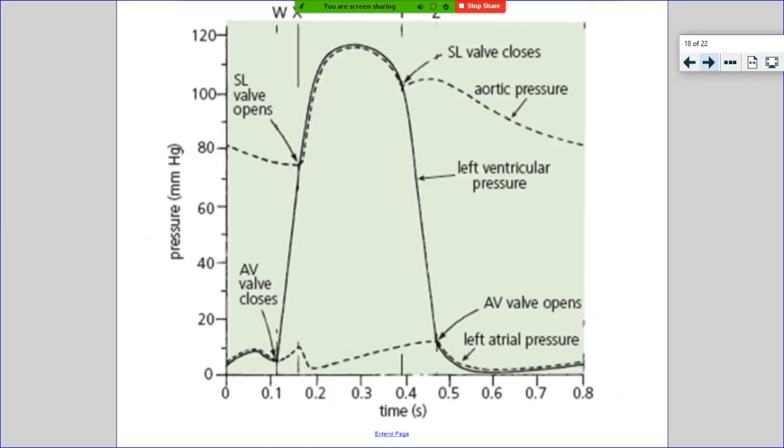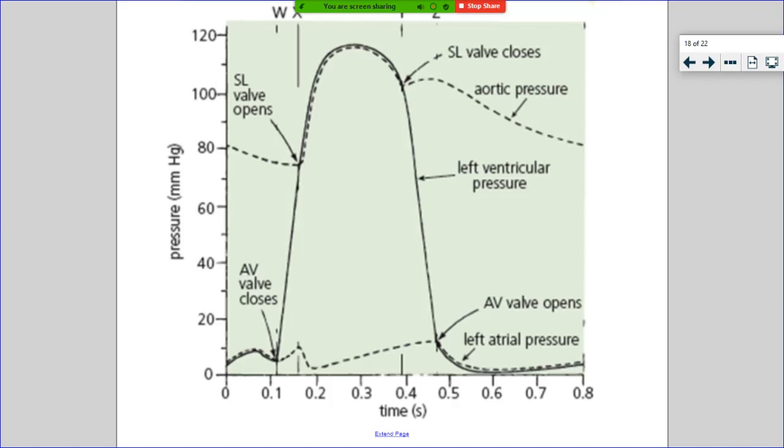Just having a look at this diagram, it's awful. It's a horrendous diagram, but it's just showing really the pressures in three main areas. You need to really understand how the pressure changes in these areas and how it affects the valves opening and closing. So what we've got is we've got this line here. If we just follow it, it shoots up there. And that's the pressure inside the left ventricle.